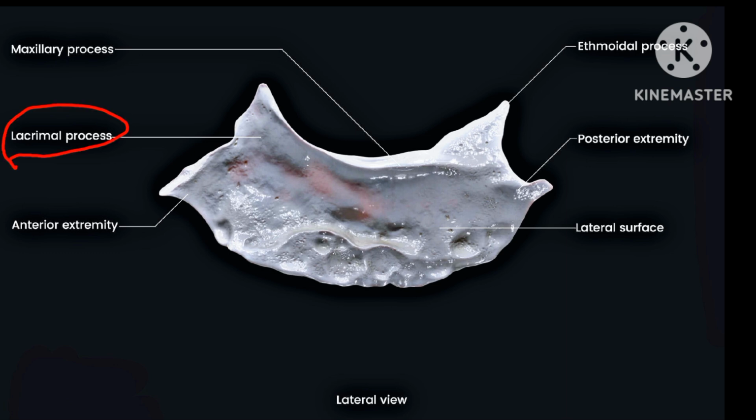Lacrimal process. Located near the anterior part of the bone. Helps form part of the nasolacrimal canal, which drains tears from the eyes into the nasal cavity. Ethmoidal process. Located superiorly, articulates with the ethmoid bone. Sometimes connects with the uncinate process of the ethmoid bone. Maxillary process. Extends laterally, articulating with the maxilla. Forms part of the medial wall of the maxillary sinus.